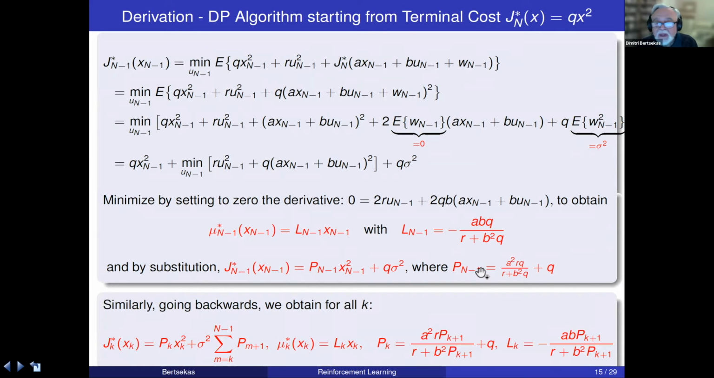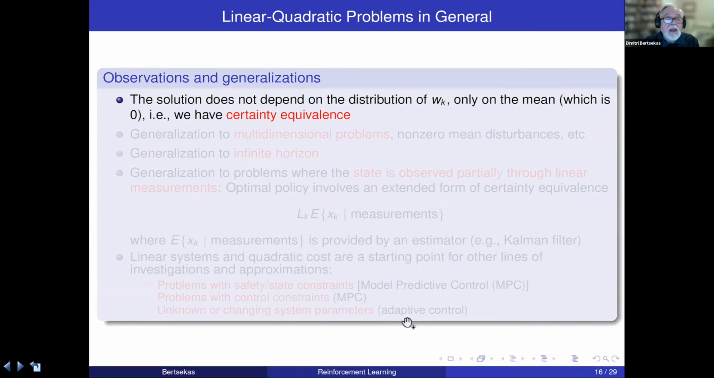So here we're focusing on the mathematical solution and the fact that the solution can be obtained analytically. It has a convenient form, linear policy, and quadratic cost. And as I mentioned, there are a number of generalizations, and the solution does not depend on the distribution of WK, only on the mean. In other words, we have certainty equivalence, and this certainty equivalence property carries over to more general linear quadratic formulations.